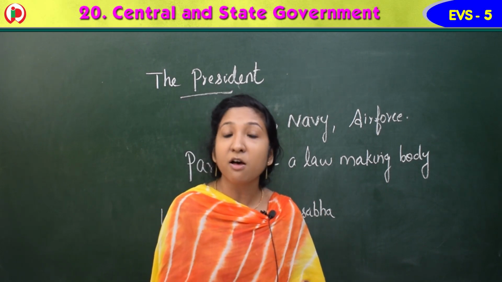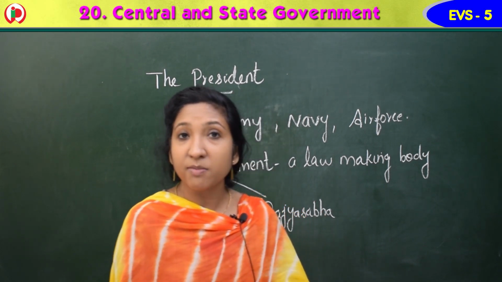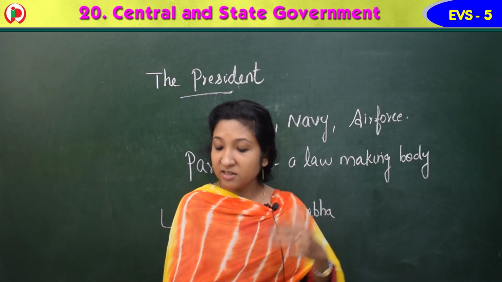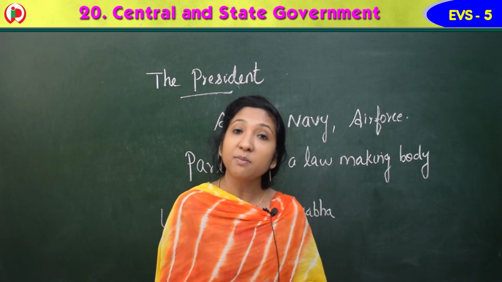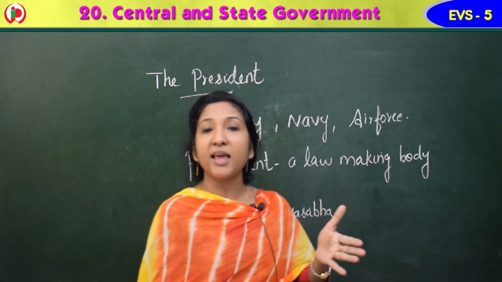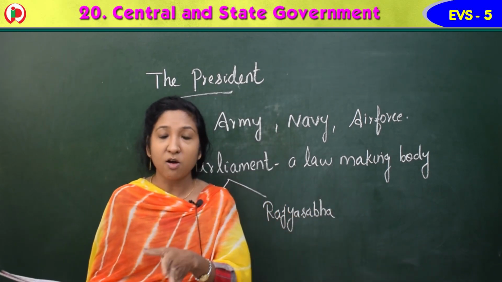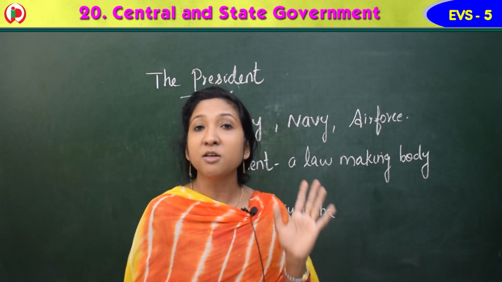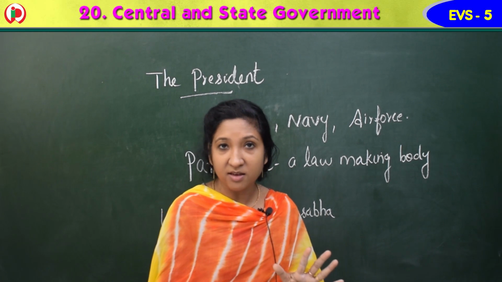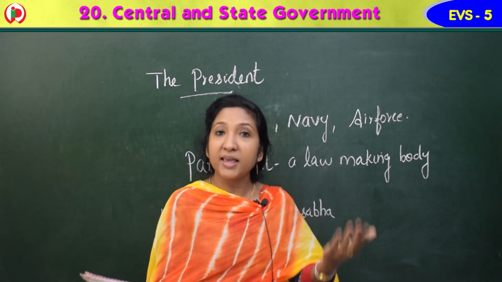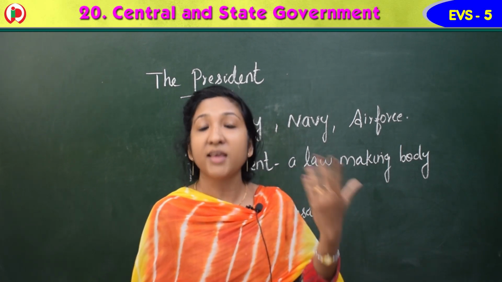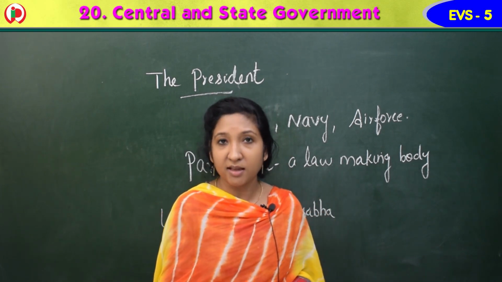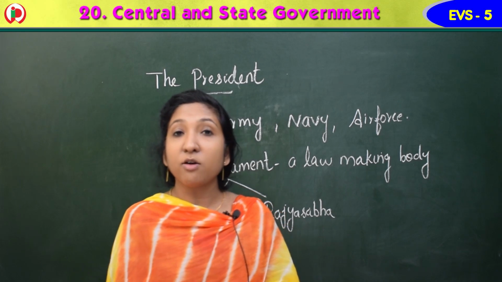The president holds office for 5 years. So the term period of the president is maximum 5 years from the date he enters into the office, and he can be re-elected. From the day he enters into the office, from that day onwards, maximum 5 years he can continue there. He can become president again by conducting the election again. Yes, so that is about the president.